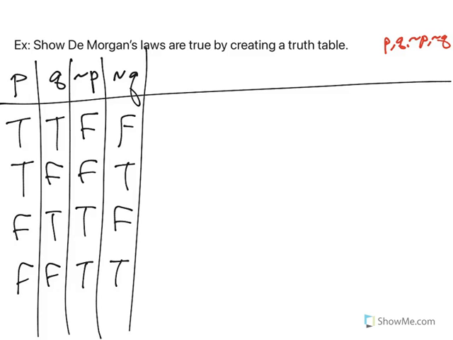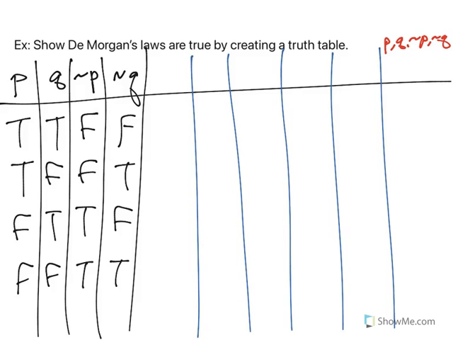Now, let's show De Morgan's laws are true by creating a truth table. We're going to need P, Q, not P, and not Q. Let's start there. We have two items, P and Q, so we have 4 lines. I've given us P, Q, not P, and not Q. I believe I'm going to need 6 columns. So 1, 2, 3, 4, 5, 6. That fills up my whole page, so I'll write it here in the middle, and then we'll do the rest later.